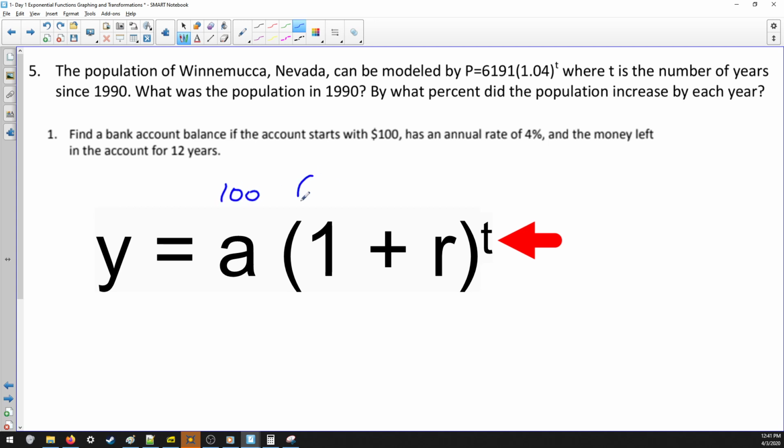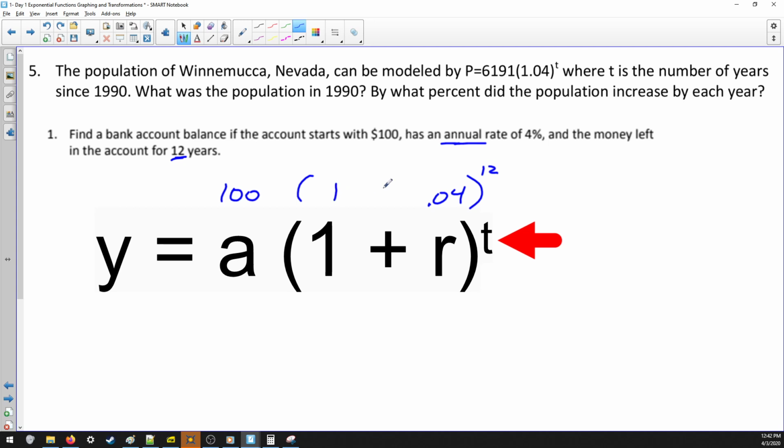Okay, and then I have a rate of 4%, so this is 0.04. And then t is the amount of it. The way I described it was the number of increases. For this bank account, it's described as an annual rate. The word annual means every year, so that means my time is going to change every year. So I'm going to say that this t value represents the 12 years. So this is 12.